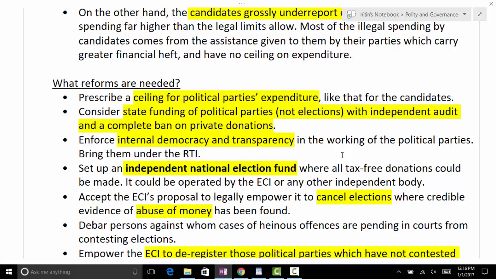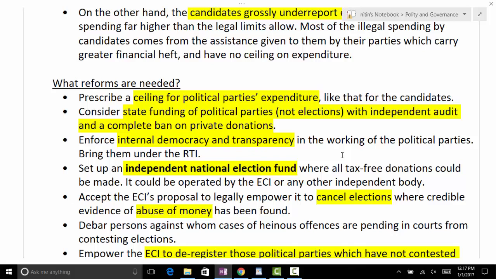Thirdly, internal democracy and transparency within the political parties. The political parties say they are working to strengthen this vibrant democracy, but we don't find democracy within the parties themselves. The decisions are taken by the top echelons of those parties. Lower down the hierarchy, the party workers only obey whatever is decided at the top levels. So when political parties claim to be part and parcel of democracy, they should exhibit democracy and transparency within themselves, by coming into the ambit of RTI.